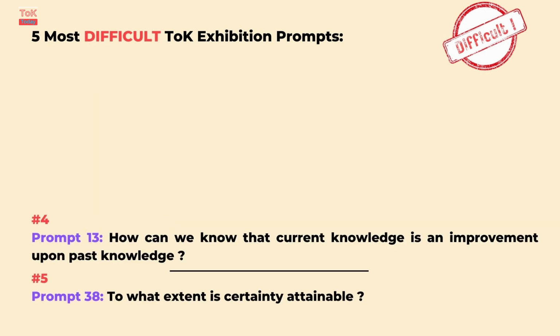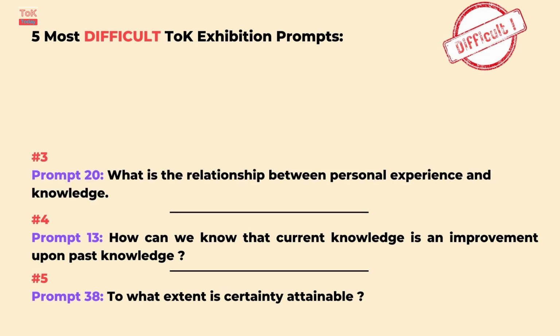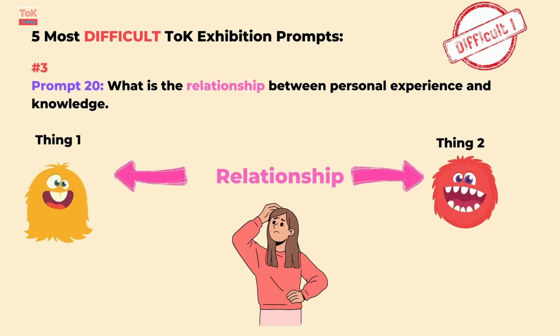The 3rd most difficult TOK exhibition prompt is actually one of the most popular prompts, and that's prompt number 20. What is the relationship between personal experience and knowledge? It's a fairly abstract question with complicated wording. It's asking about a relationship between 2 things, rather than directly asking about the things themselves. And if you've picked this prompt, you can also benefit from a free video linked above and a blog post that I've made on the TOK Today website that unpicks this sticky little prompt and helps you to answer it.